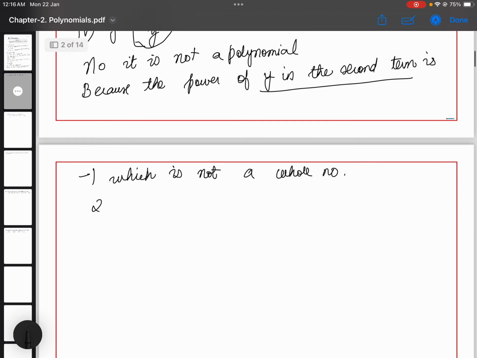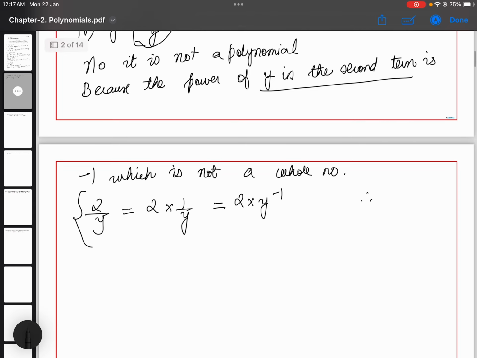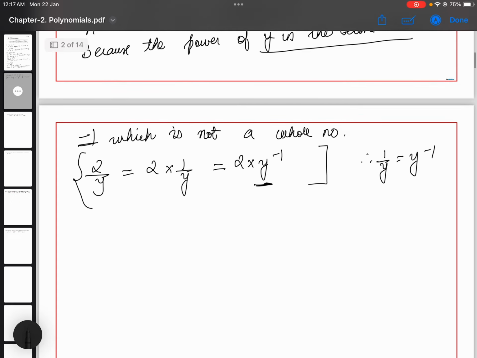Clear? So this is again for understanding purposes. 2 by y can be written as 2 into 1 by y, right? And 1 by y can be written as y to the power -1. So the power of y in the second term is -1, and I have told you that -1 is not a whole number. So this given expression is not a polynomial.